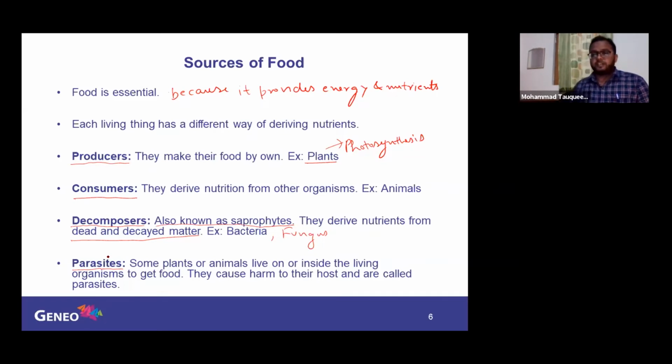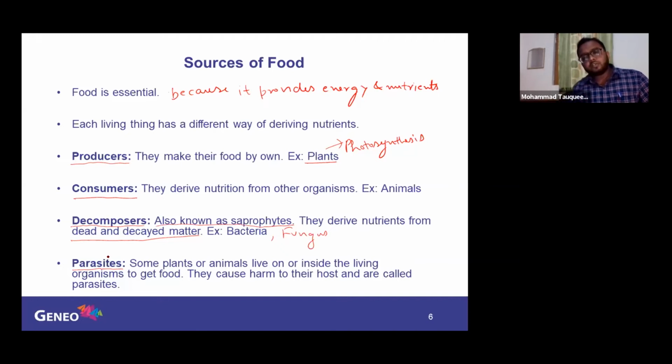We used to say that पेट में कीड़े पड़ गए हैं. So these worms are present in the intestine. These worms derive their food from us, and in the same way they cause harm to us also. That's why these worms are parasites.